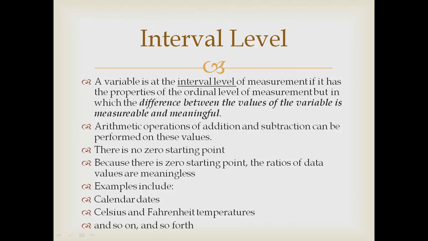and because it doesn't start from 0 at this level, interval level, the ratios are meaningless. Now let's look at an example: calendar dates. Please, have you ever heard of year 0? We know about probably 56 or 560 BC, before Christ, or 560 AD, Anno Domino, after the death of Christ, or maybe 1920, 1970, 2013, 2014, but you don't see year 0, right? So because of that, the ratios don't make meaning.